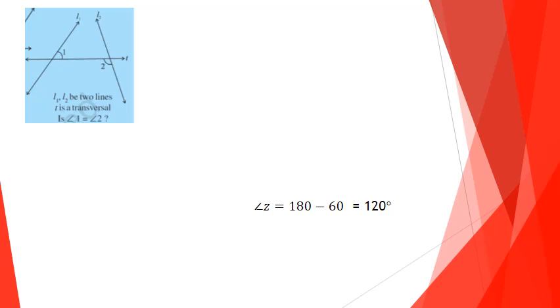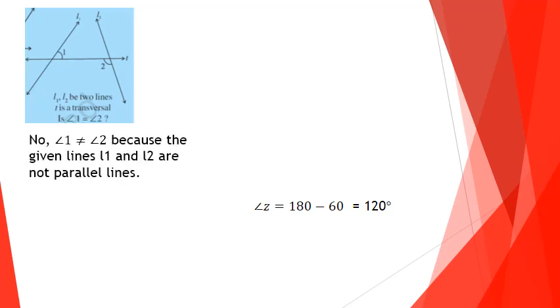In the question, it is given that L1 and L2 are two lines. So, angle 1 not equal to angle 2. If the given lines are parallel, then we can say that the alternate interior angles, angle 1 equal to angle 2. But here, the lines are not parallel. So, angle 1 not equal to angle 2.